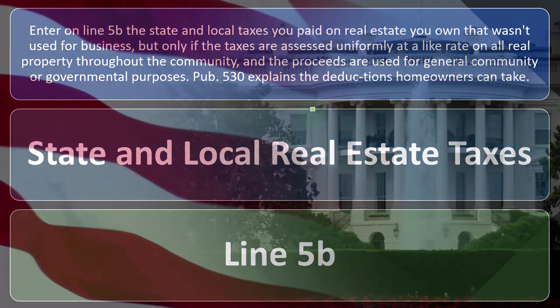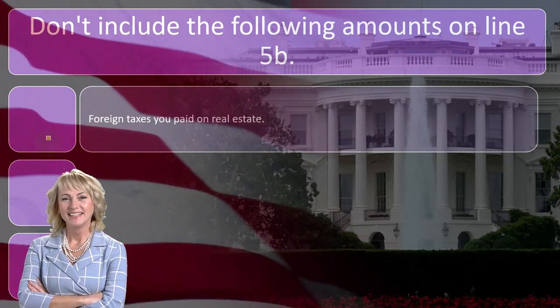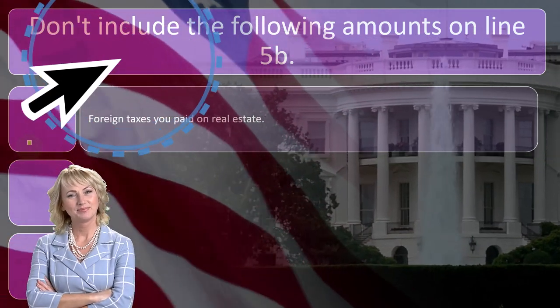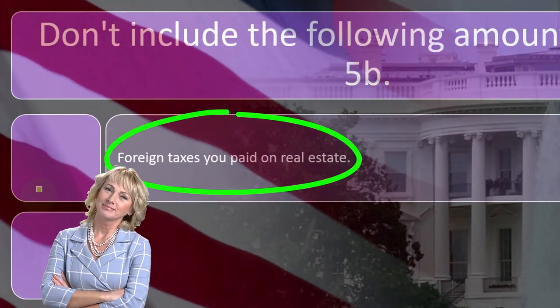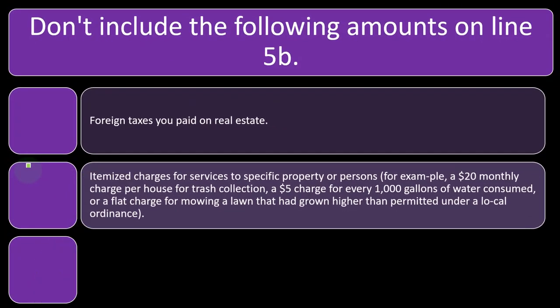So you've got Publication 530, which explains the deduction homeowners can take. Don't include the following amounts on line 5B: foreign taxes you paid on real estate. So no foreign taxes. We're not subsidizing foreign taxes here.